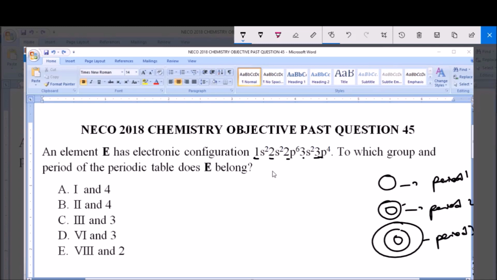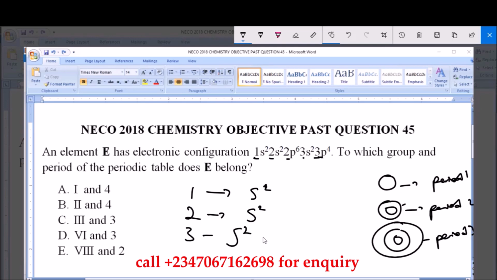For the group now, to find the group of this element: if this element was in group 1, group 1 will carry 1 electron on the s orbital. Group 2 will take 2 electrons on the s orbital. For group 3, we take 2 electrons on the s orbital, that is the outermost orbital, and 1 electron on the p orbital.